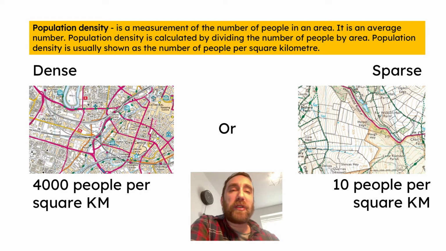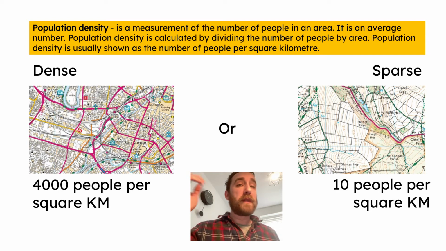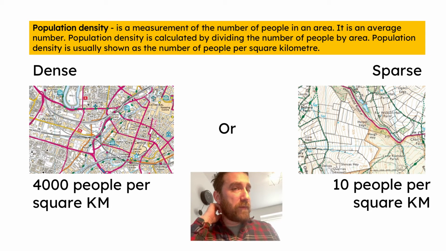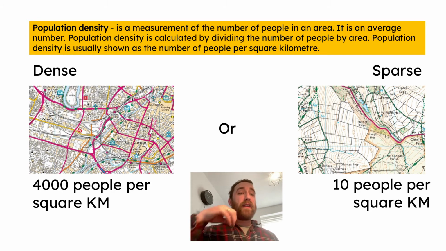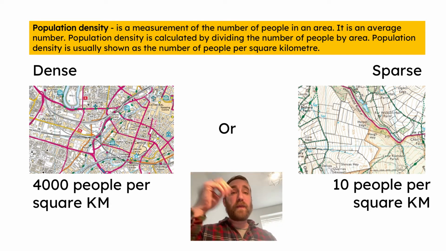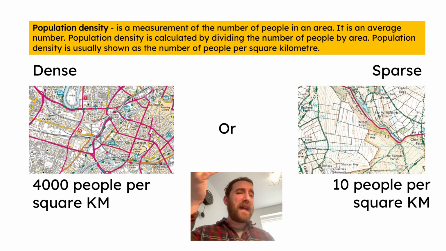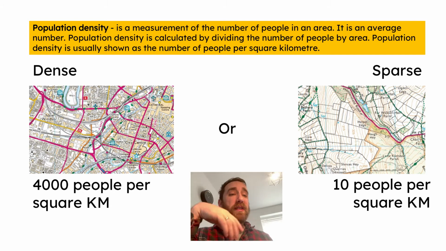So today we're going to look at population density. Now, what is population density? Population density is basically how we measure the number of people that live in an area. It's an average number, and as with all averages, we work this out by dividing two numbers together. In this case, it's the number of people divided by the area. That is shown as number of people per square kilometre, which is easy to interpret.